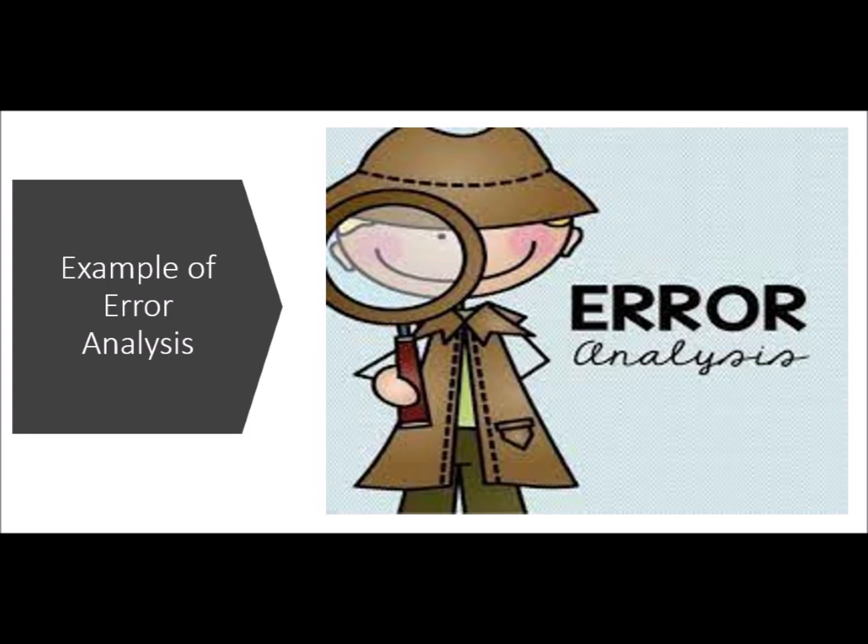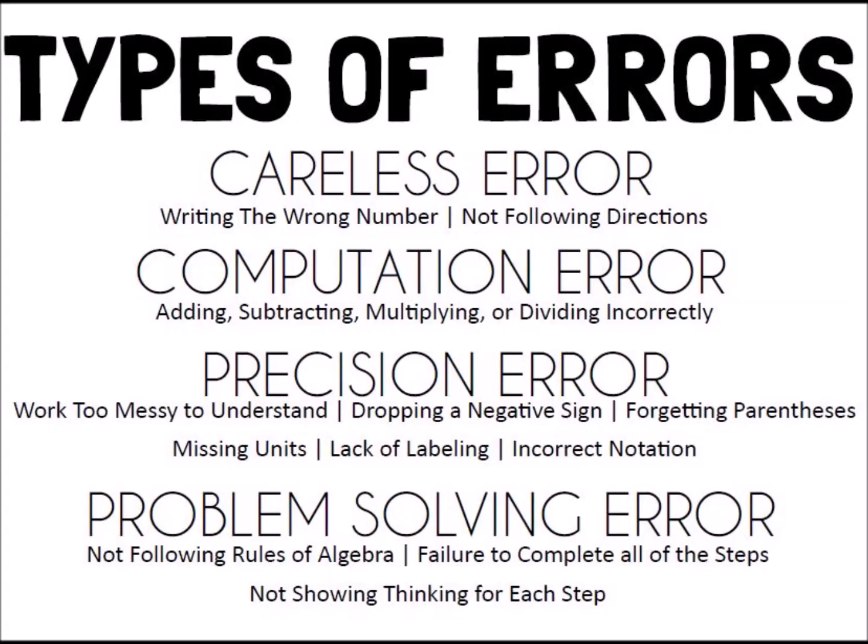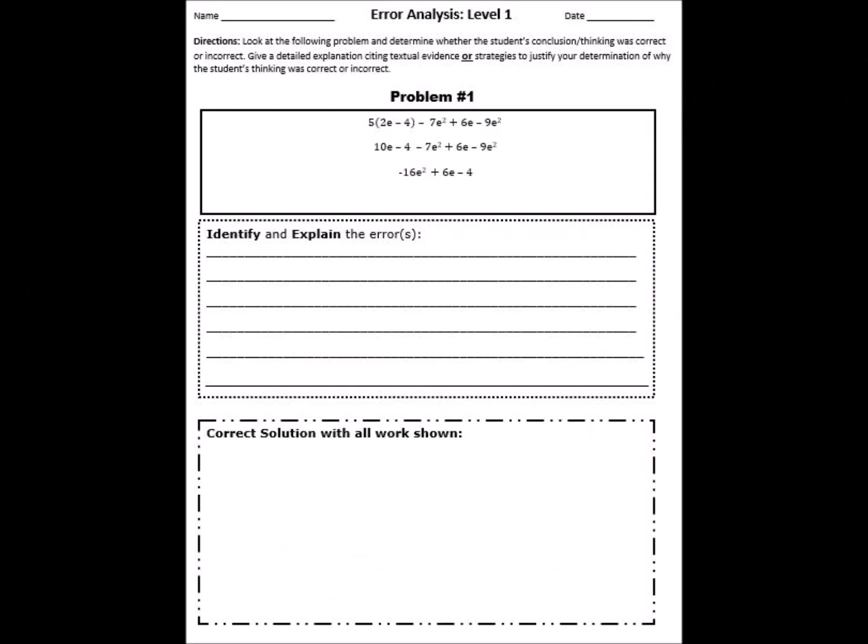An example of one error analysis that I've done is with combining like terms. I looked at the errors that have always been made on the combining like terms test, which were careless, computation, precision, and problem solving. I put that into problem number 1, problem number 2, and problem number 3.